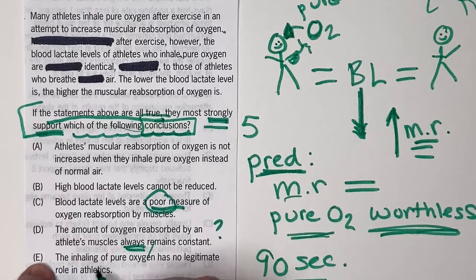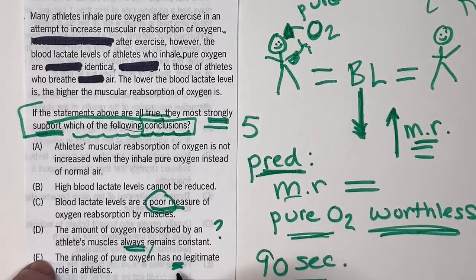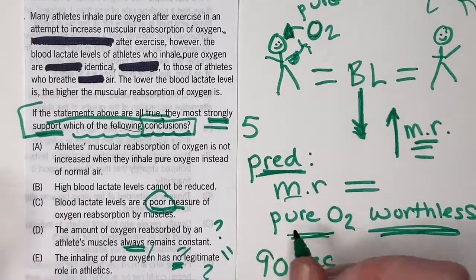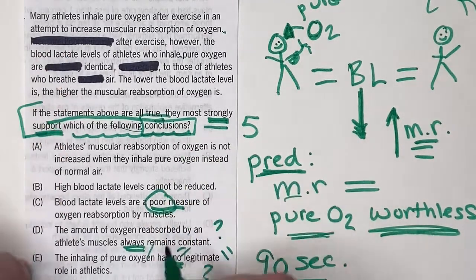And then E, the inhaling of pure oxygen has no legitimate role in athletics. Again, I don't like this word no. It's very extreme. And this is just sort of a little bit of an out there opinion. The inhaling has no legitimate role. Well, what does legitimate mean? Right? Where are we getting legitimacy from? Again, it's not logical that this would be the next sentence.